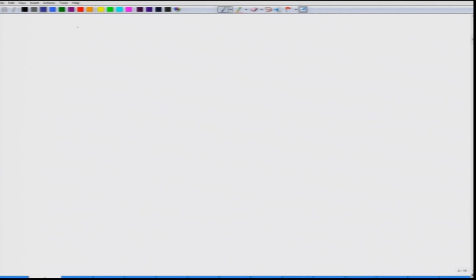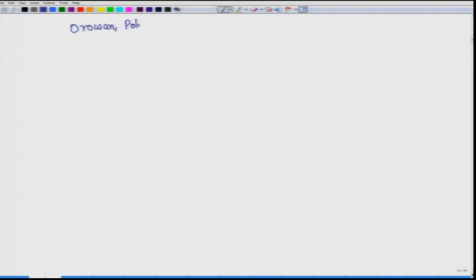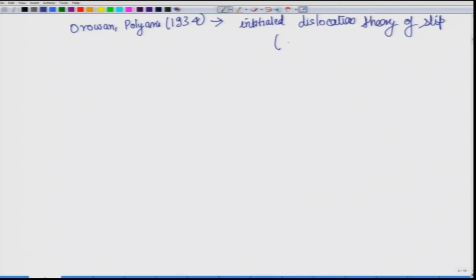Next came the most important of all these, where the theory was finally put in a much more formal way, and which actually became the genesis of the theory of dislocations. This was proposed by Orowan and Polanyi in 1934. So, they initiated the dislocation theory of slip. So, a slip that occurs because of the presence of dislocation. And this was able to explain weakening of crystal.